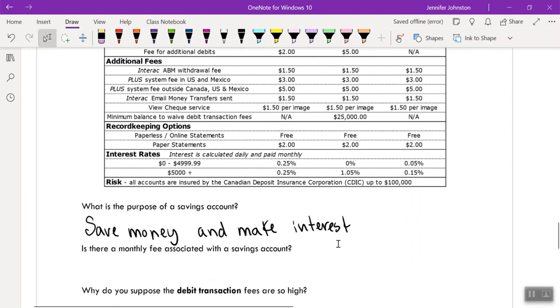All right, so is there a monthly fee associated with a savings account? It's just your usual monthly fee, whether it's free for a student or if you're paying $14 a month. So it's just your usual monthly fee.